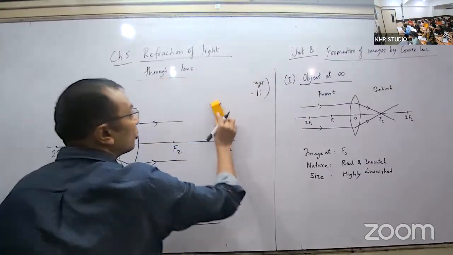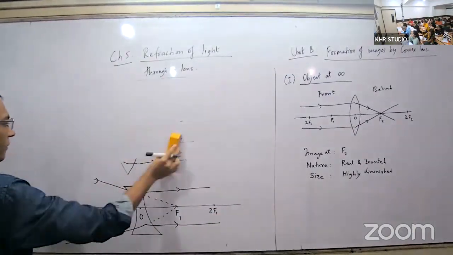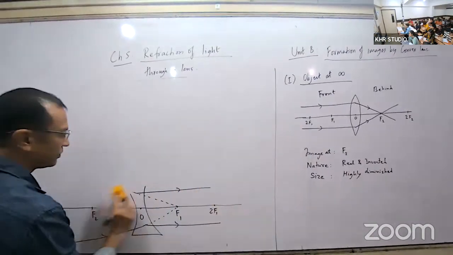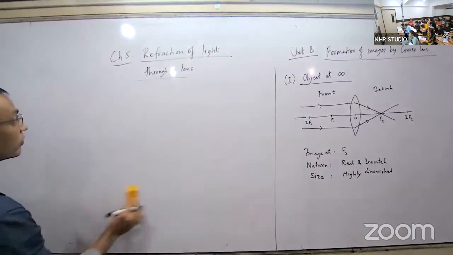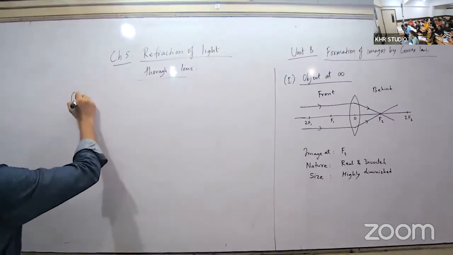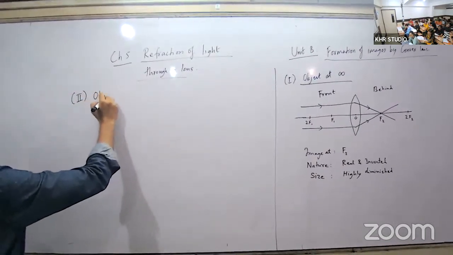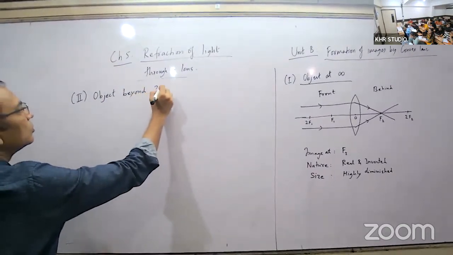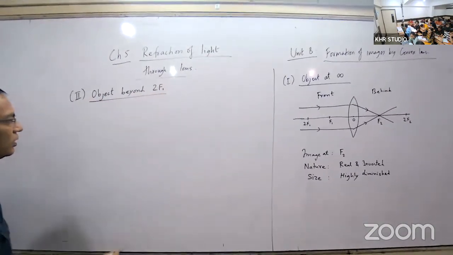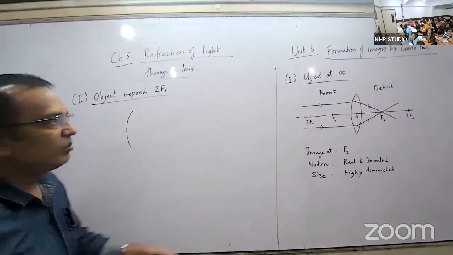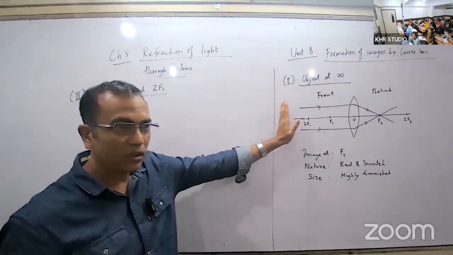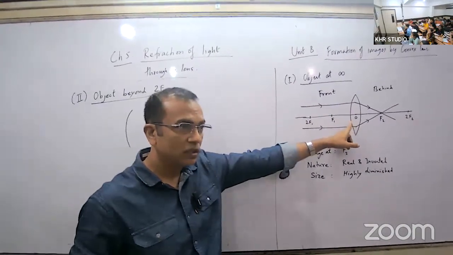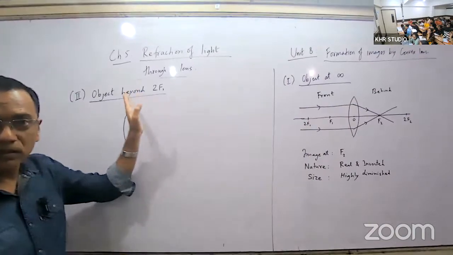Okay, second is what object position? Infinity, then beyond 2F1. Second case is object beyond F1. Why are we saying beyond? Because always the object is on the left side and front, so beyond means away from the lens. Reference is optical center, so away. That's why beyond, right?